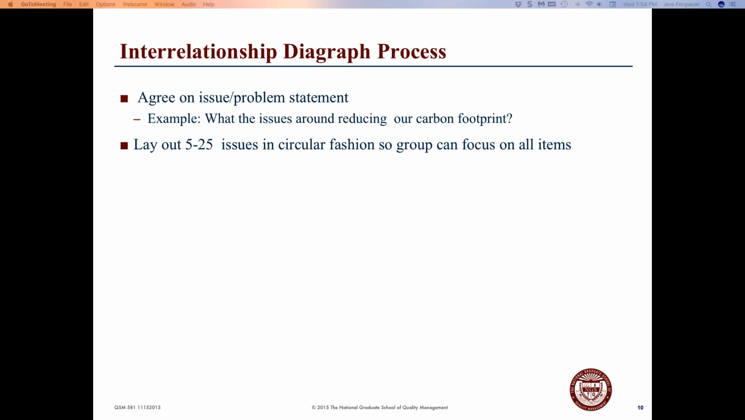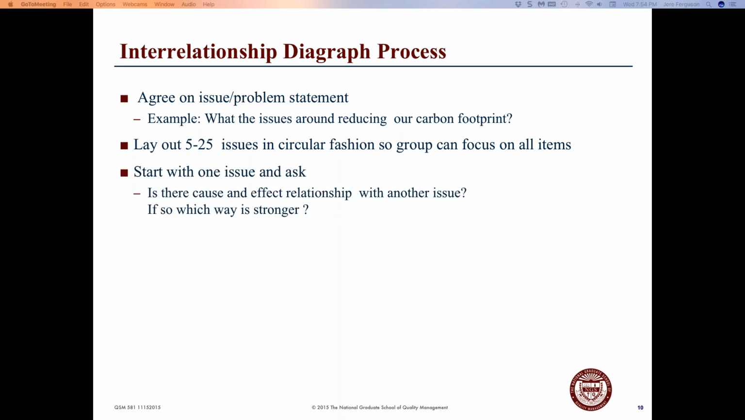That's why it says 5 to 25. That's just a random number. It could be any number. But as a team, you're going to brainstorm your problem statement, reducing the carbon footprint, and what the issues are that pertain to it. Then start with one issue and ask the questions. You start with one of those yellow squares and say, is there a cause and effect relationship with any other issue? If so, which way is stronger?